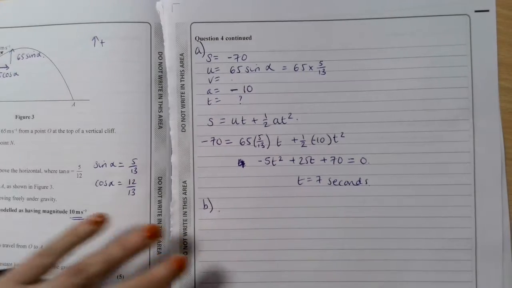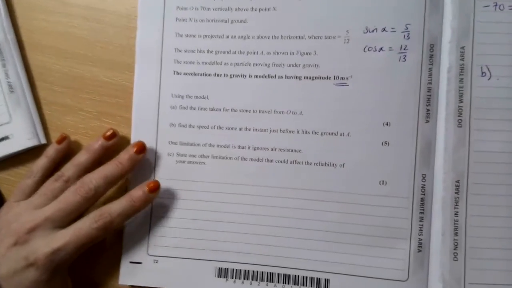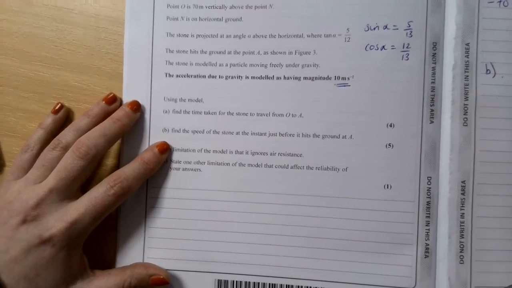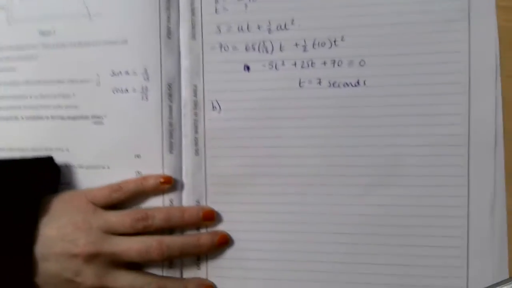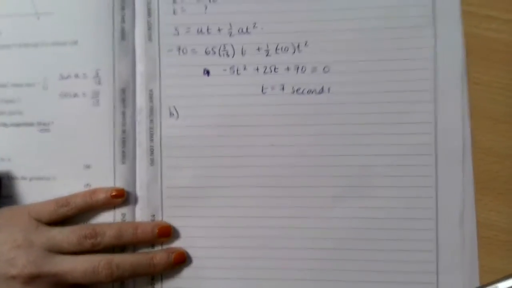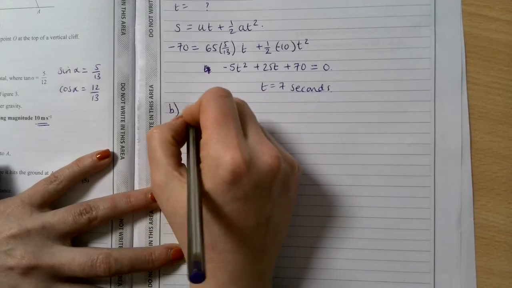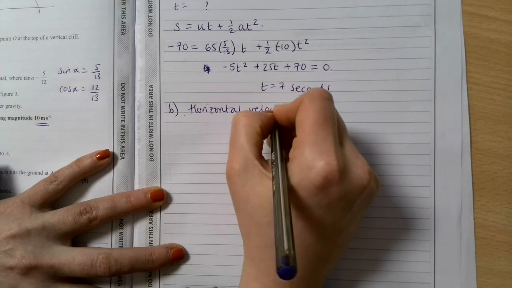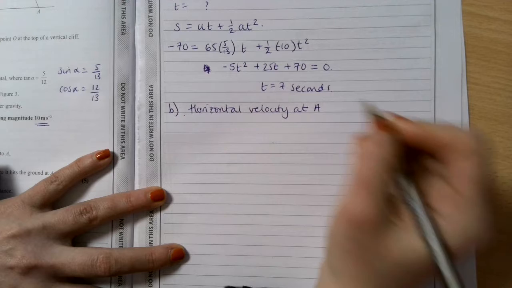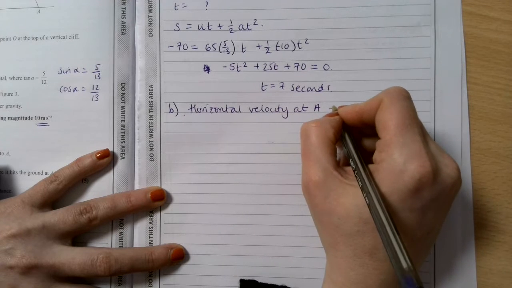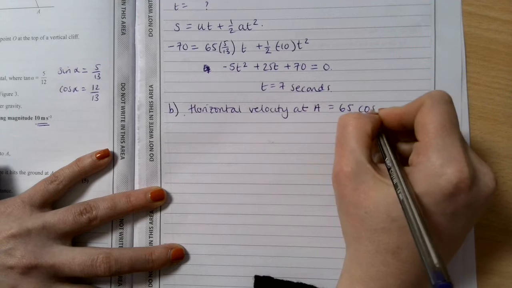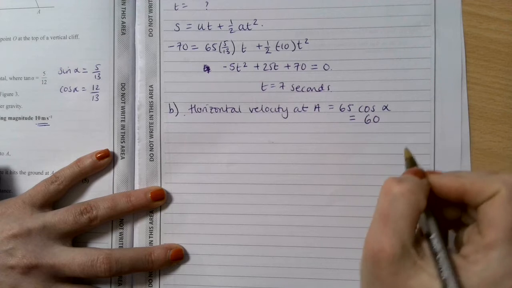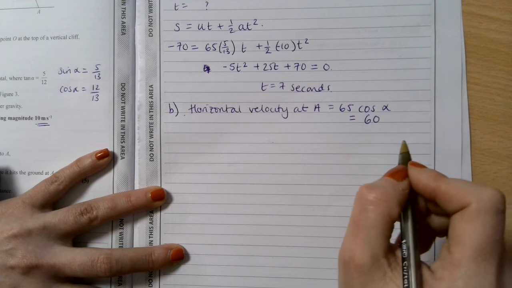Part B asks us to find the speed of the stone at the instant just before it hits the ground at A. So I'm going to need to find the horizontal component, the vertical component, and then use Pythagoras to find the speed. So the horizontal velocity at A will be the same as it was at the start because it doesn't change. So it will be 65 cos alpha. Cos alpha was 12 over 13, so that is just 65 times 12 over 13, which is 60.